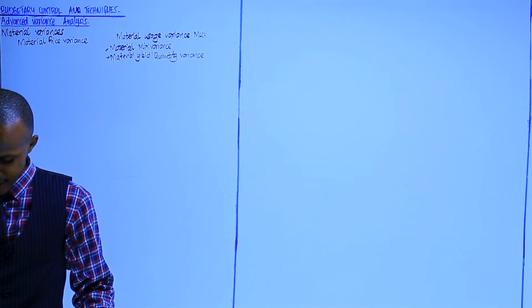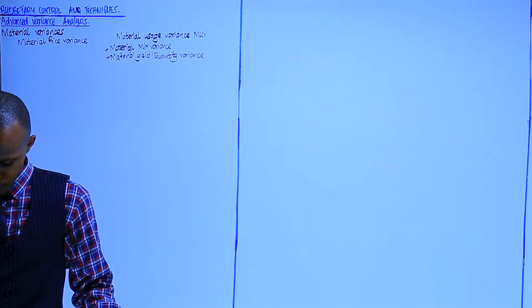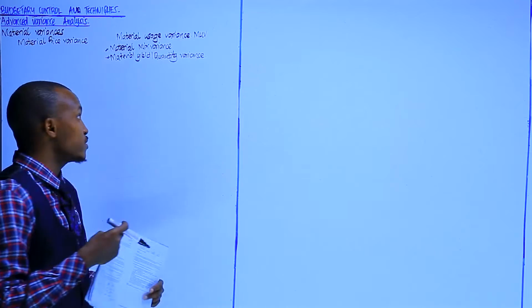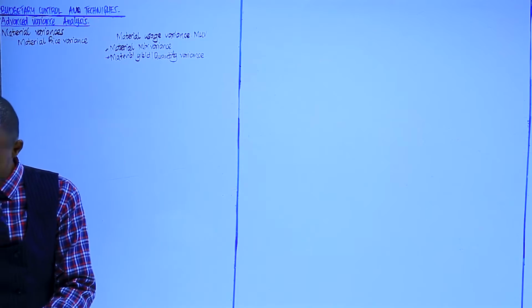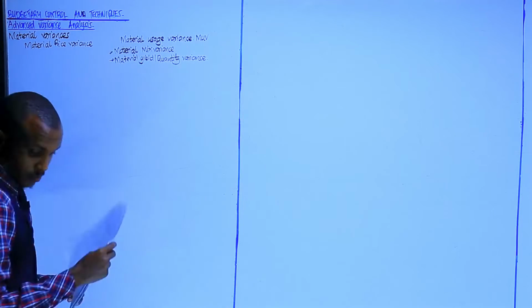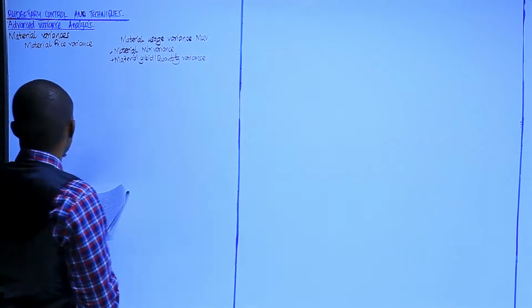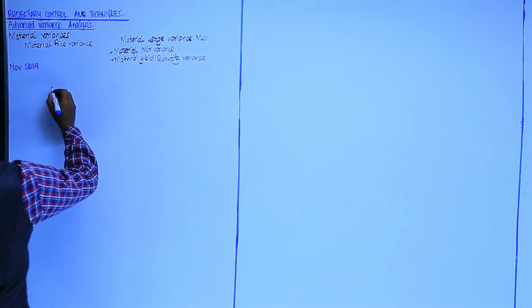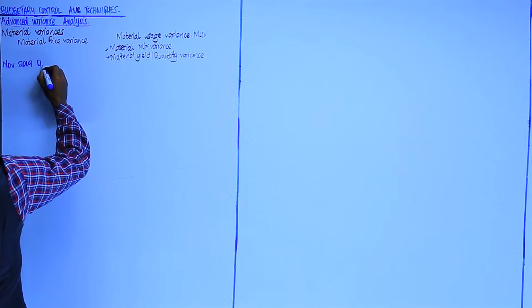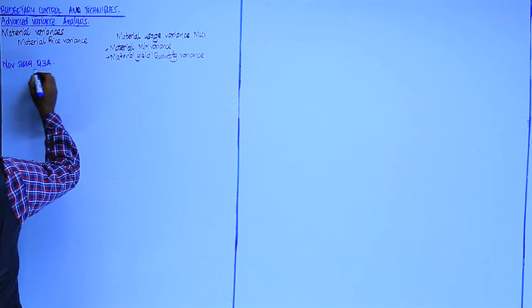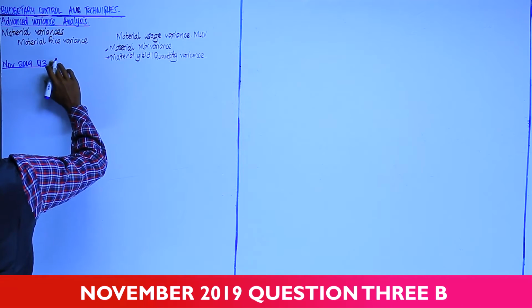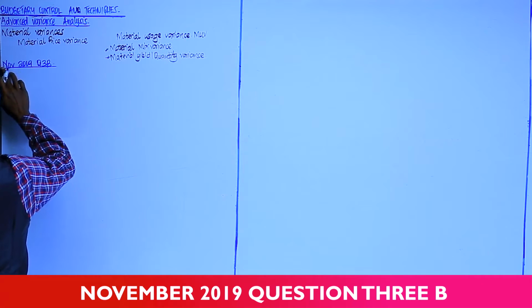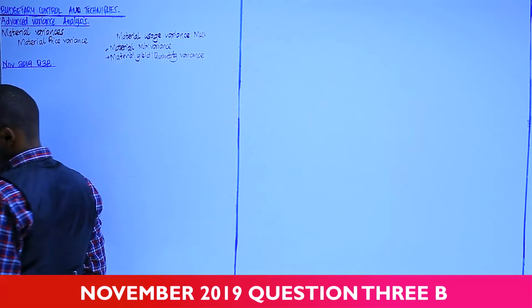The question I want us to talk about is a question from previous sittings. November 2019. Question 3B, actually, not 3A. 3A is a learning curve. So November 2019, question 3B.